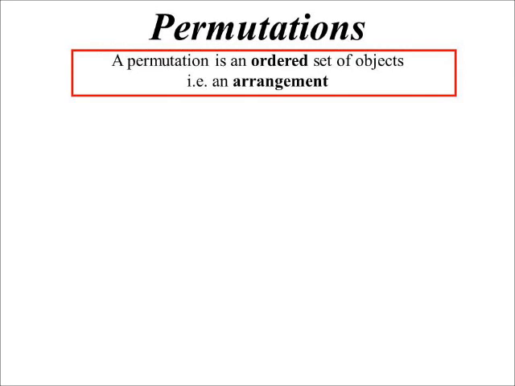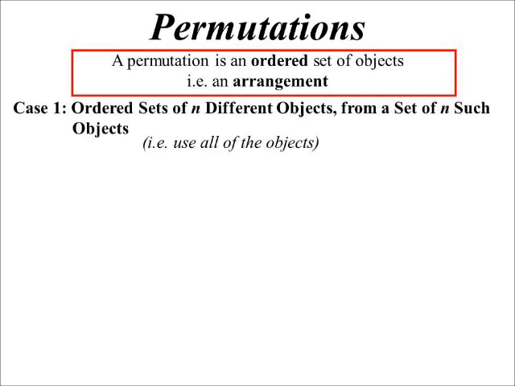We're now going to look at this idea of permutations. Now, a permutation is an ordered set of objects. So the order that things happen is important. So in other words, it's an arrangement. Case one, we're going to order a set of n different things from a set of n objects. In other words, I'm going to use all the objects.